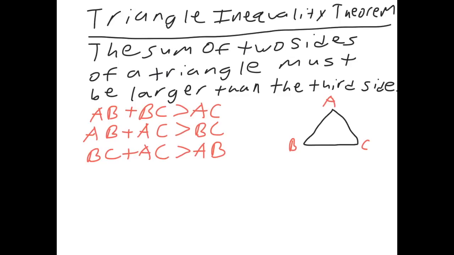The reason for that is if we have a length here on this side, then in order to get that, these two need to be combined longer than this one, or else they won't reach. They won't connect to each other.